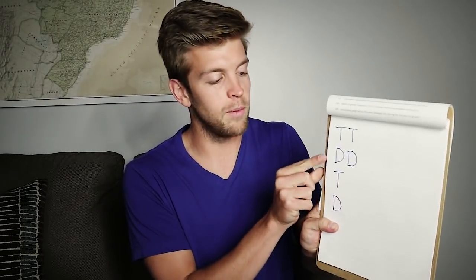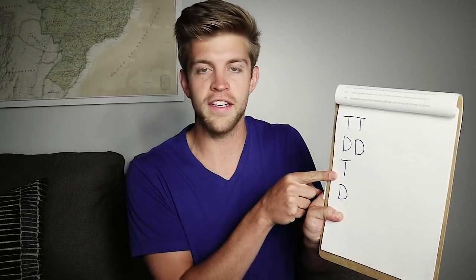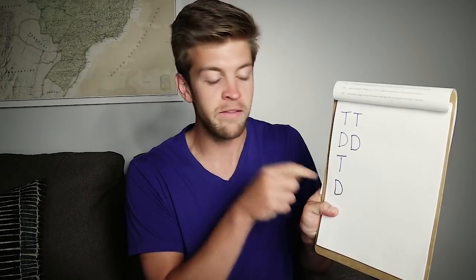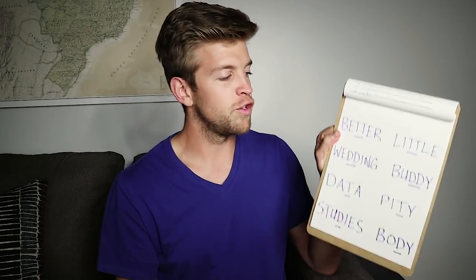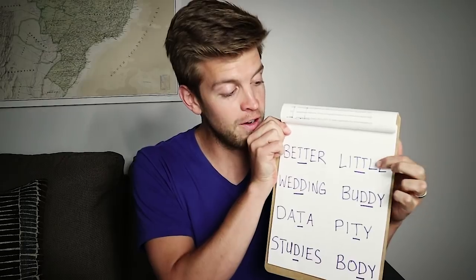I already said that we can do this with double T and double D. You can also do this with certain instances of single T and single D surrounded by vowels. So let's take a look. We have, first of all, starting with double T, two words, better, little. And note here that you can actually do this with an L after the double T or the double D as well. Little. Moving on, we have wedding.